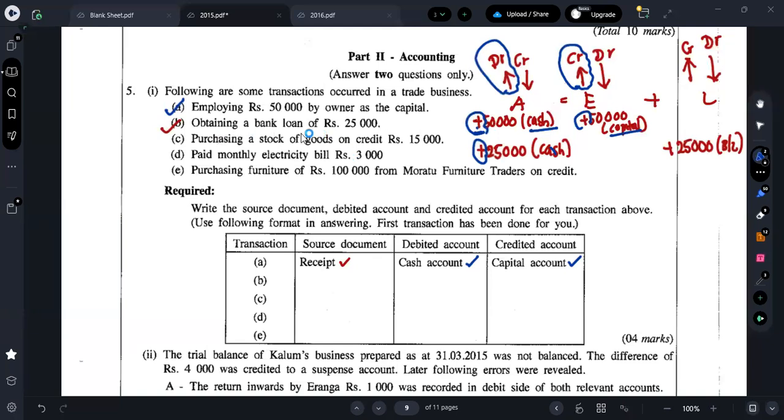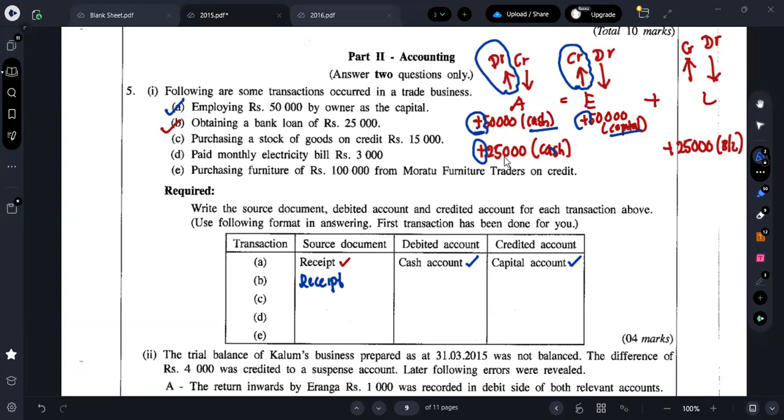I told you, right, when it is a cash inflow, what is the source document? Receipt will be the source document. That is fine. But now the second part, see here properly. Receipt is the source document, fine. But how do we figure out what account should be debited and what account should be credited?